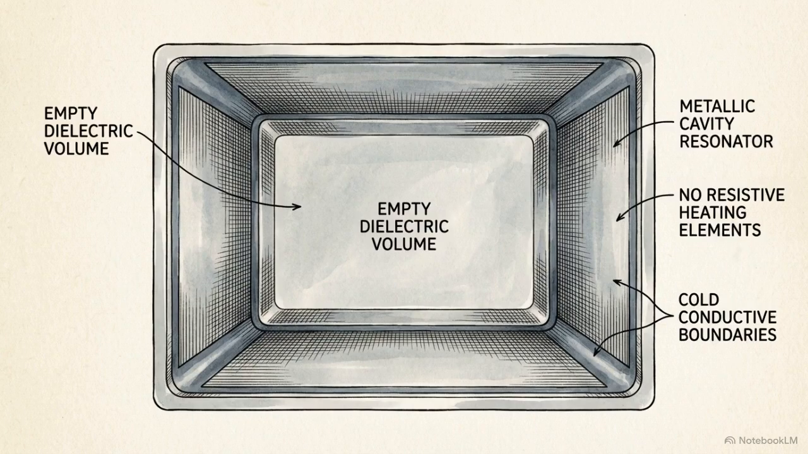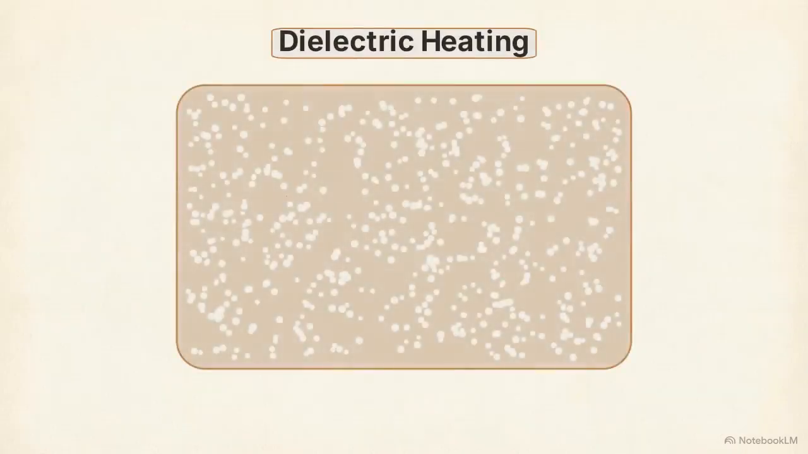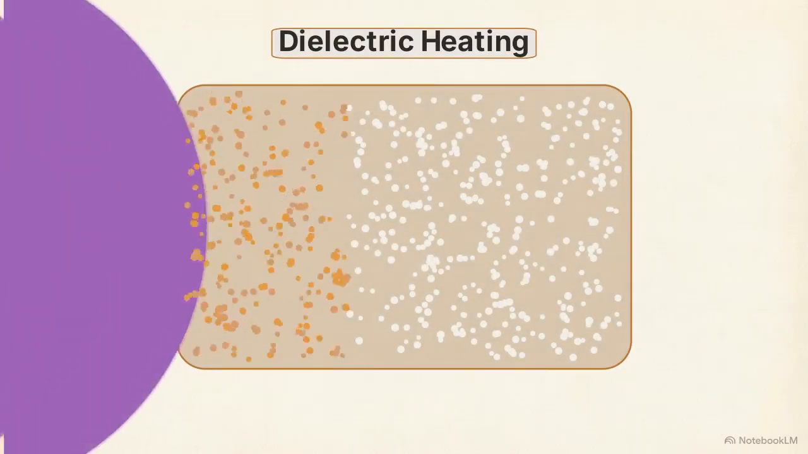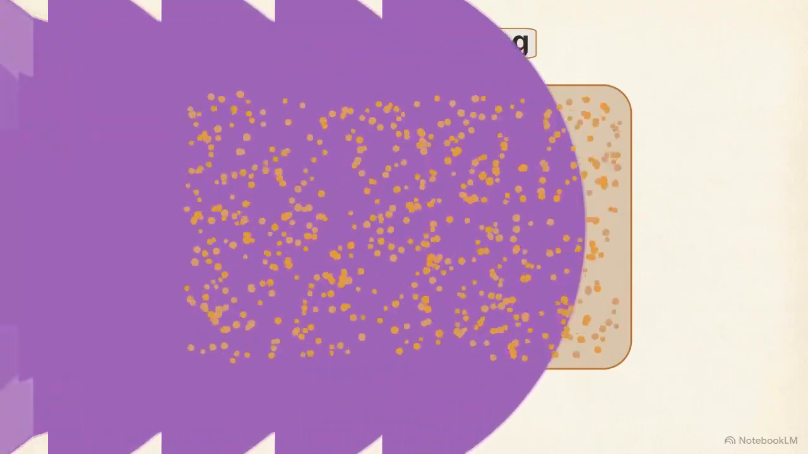A microwave oven contains no heating elements. It bypasses thermal conduction entirely. Instead, it uses high-frequency electromagnetic fields to directly induce kinetic energy at the sub-nanometer molecular level.